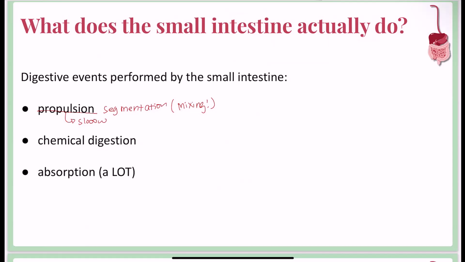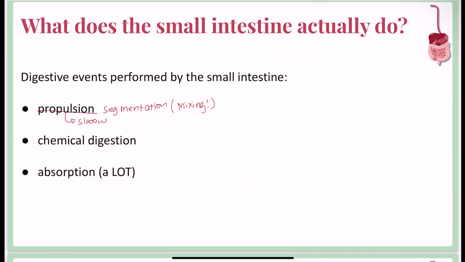Also different from the stomach is the digestive juices. Gastric juice is acidic, hydrochloric acid and stuff. Intestinal juices are very basic. So there's a lot of adjustment that needs to be made in order for those pHs to balance out. So again, this is mixing and segmentation.